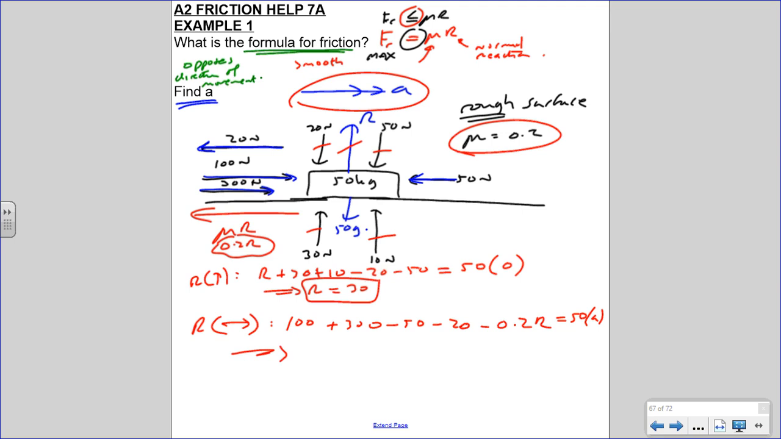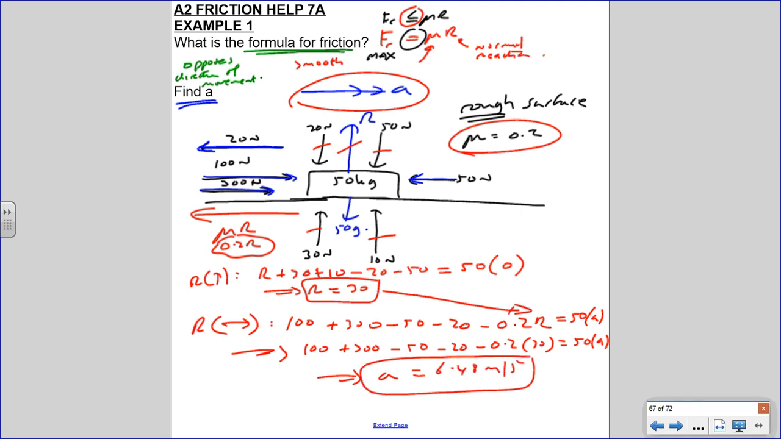Now we know what R is because we just found it, so we're going to plug that in. So that's 100 plus 300 minus 50 minus 20 minus 0.2 times 30 is 50a. If we rearrange to find a, we should get a equals 100 plus 300 minus 50 minus 20 minus 0.2 times 30, all divided by 50. So 6.48 meters per second squared. Okay, so there's example 1.